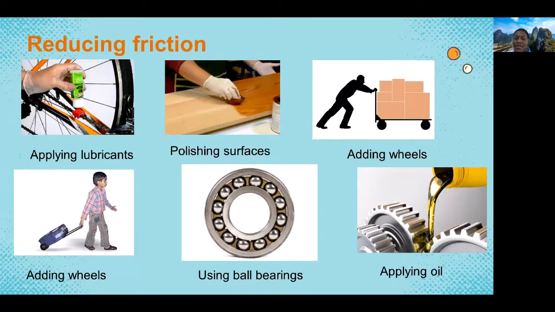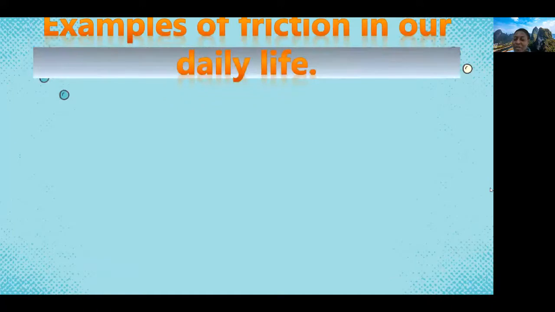So those are the 2 points I want you to know. When you increase friction, the surfaces should be rough. You make the surfaces rough. And when you reduce, you either make the surfaces smooth, or you apply lubricants, or you add wheels. 3 things when you reduce friction.